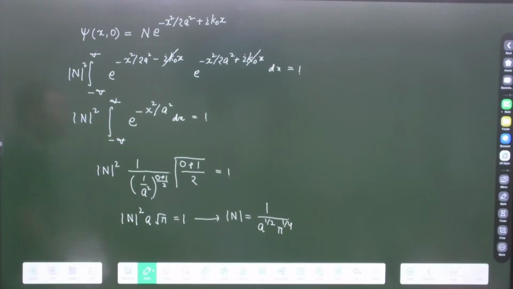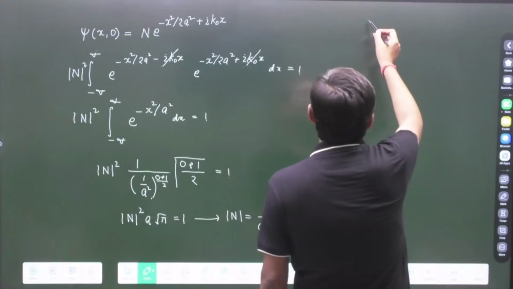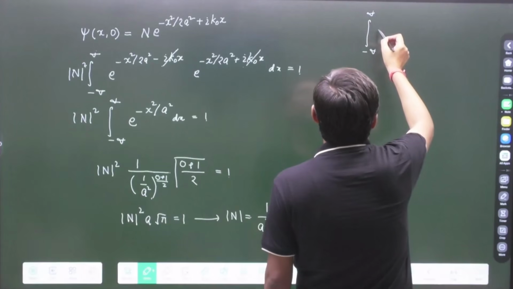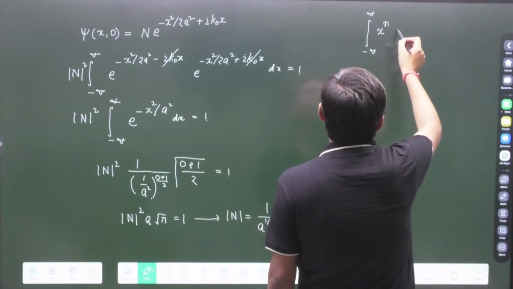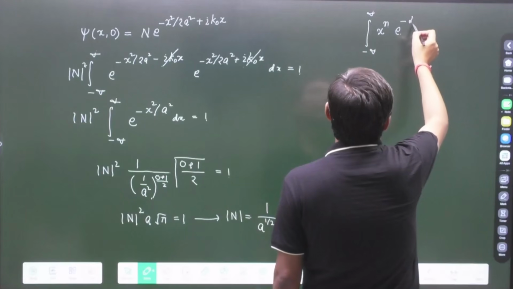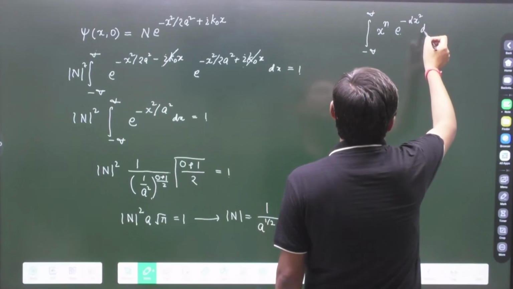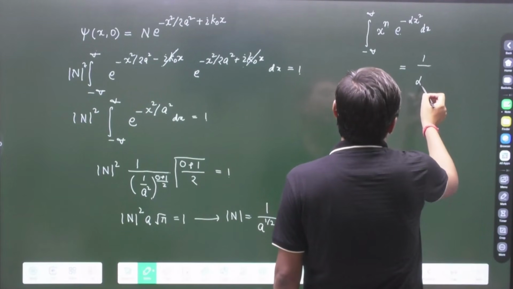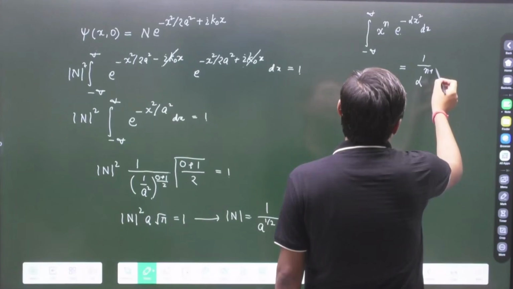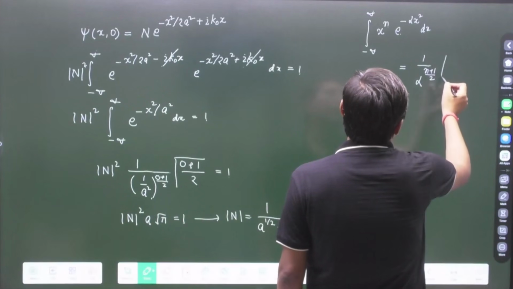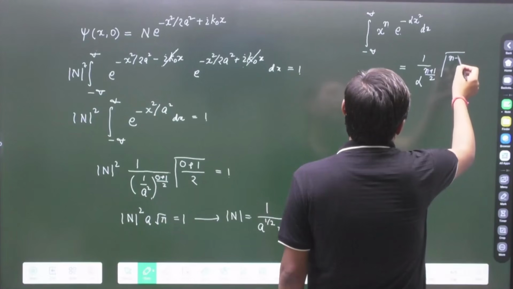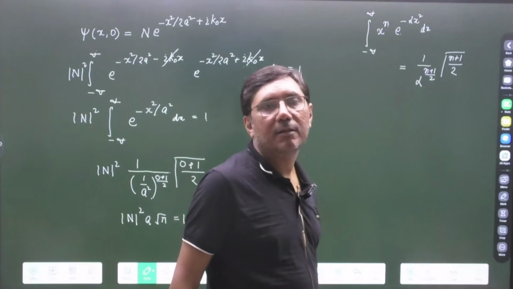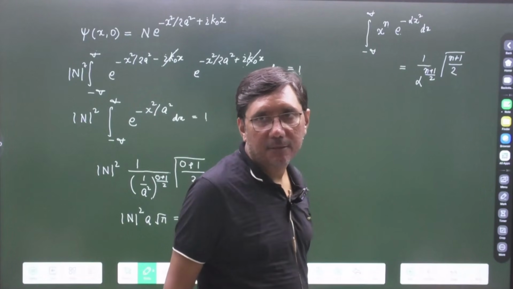देखो ये जो मुझे फॉर्मूला पता है मैं लिख देता हूँ बेटा इधर, माइनस इन्फिनिटी टू इन्फिनिटी x to the power n e to the power minus alpha x square dx. This will be simply equal to 1 upon alpha to the power n plus 1 by 2 gamma function of n plus 1 by 2. बट ये कब होता है? when n is even number. अगर n even number, ठीक है.